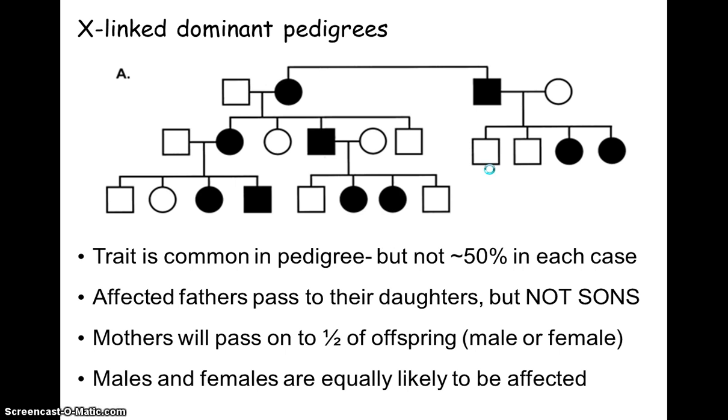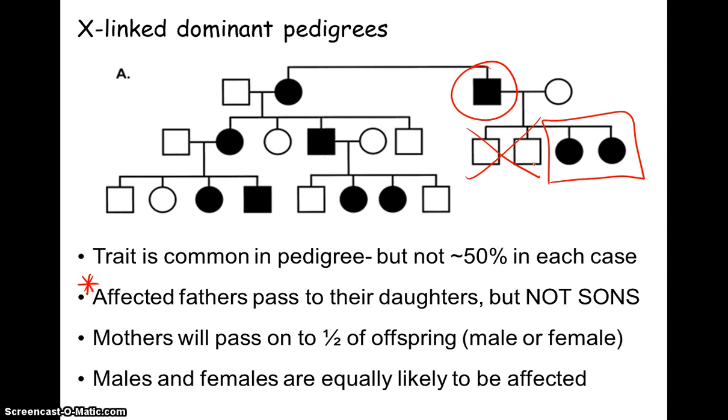The real pattern that we're going to look at, and I'm going to put a little star by this one, is you need to look at the dads. Because if there are any dads, like right here, there's a dad that's affected, they will pass it only to their daughters. Their sons will not be affected. This is the best evidence that you have an X-linked dominant pedigree. So that pattern of dad to daughter only is only going to be found in X-linked dominant.